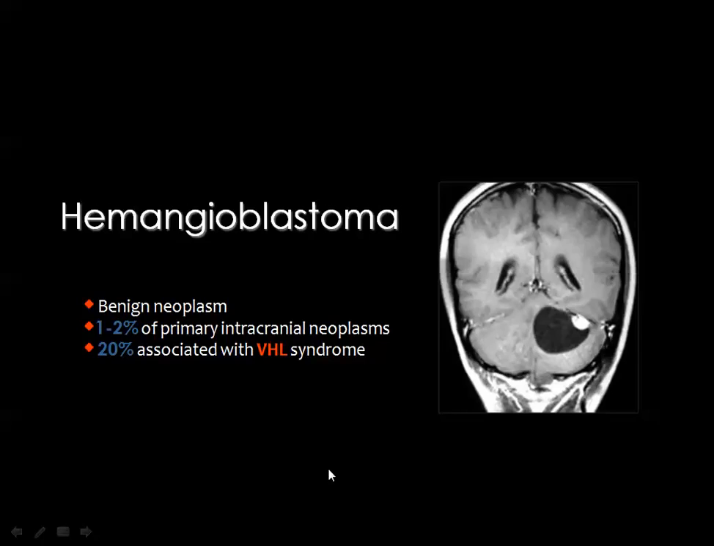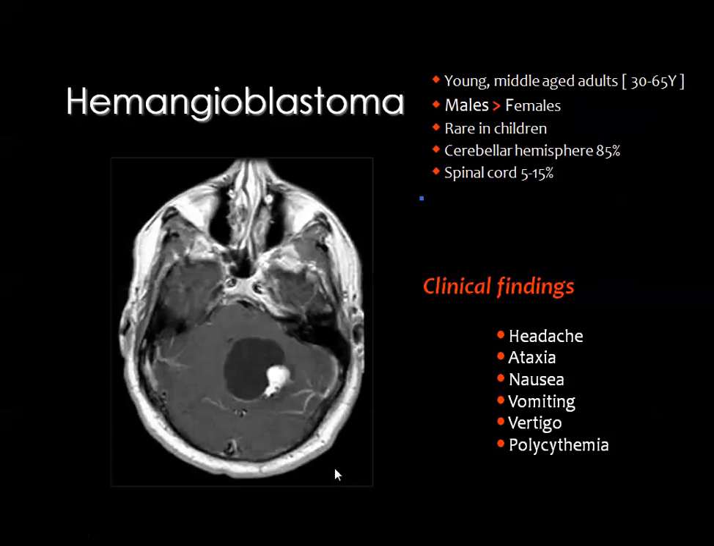Then the hemangioblastoma occurs usually in young and middle-aged adults, and the age incidence is between 30 to 65 years of age. And this tumor is rare in children, is commonly seen in the cerebellar hemispheres, but can occur also in the spinal cord. The pilocytic astrocytoma can occur also in the spinal cord. And this is a good example.